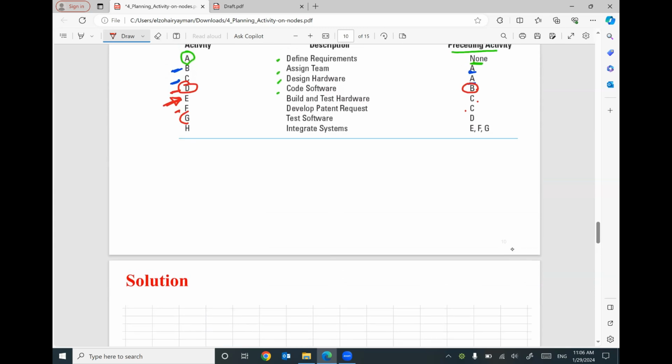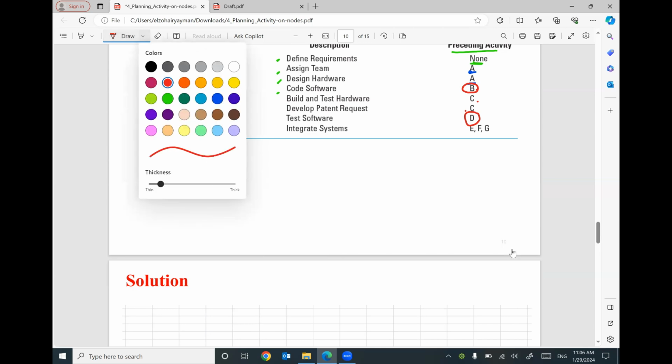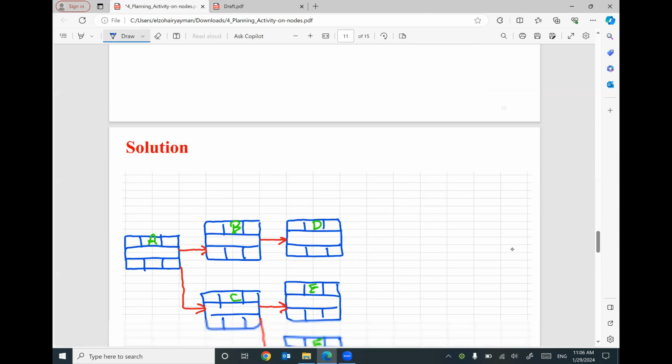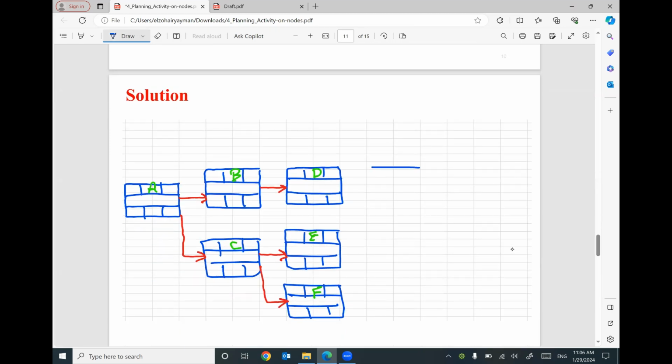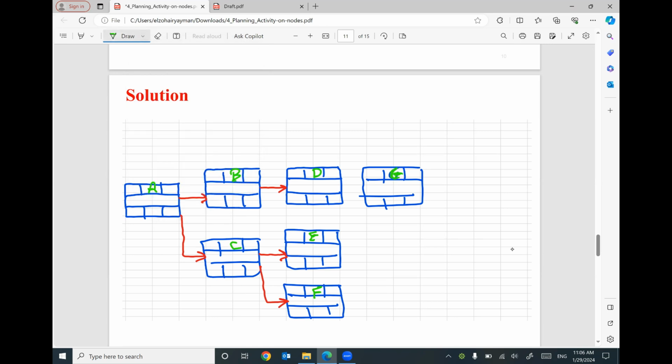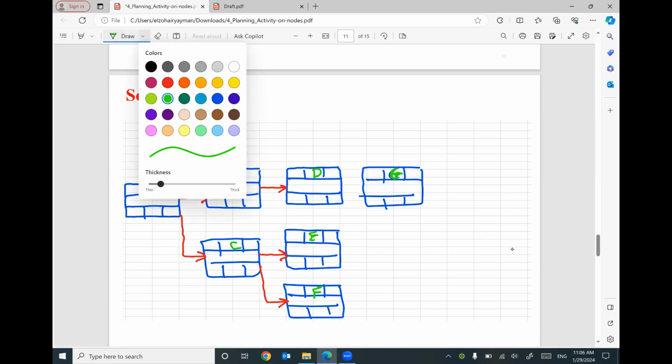For G, we have a predecessor D. So I will put here G. And this G has a predecessor D.